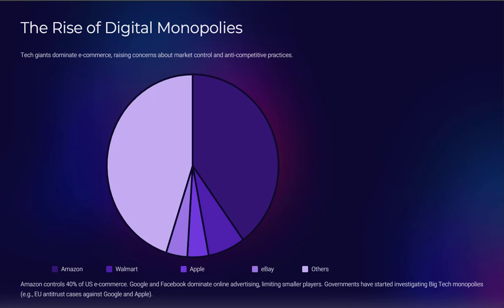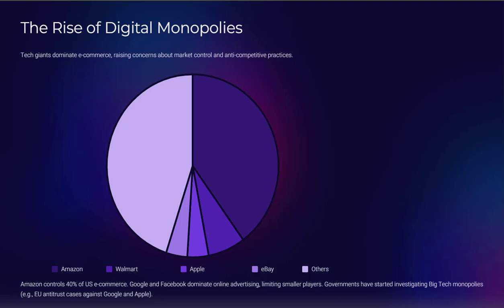We also look at monopoly, the rise of digital monopolies. The rise of digital monopolies is a significant trend, with tech giants like Amazon, Walmart, Apple, and eBay dominating the US e-commerce market. A few companies dominating the whole e-commerce market.